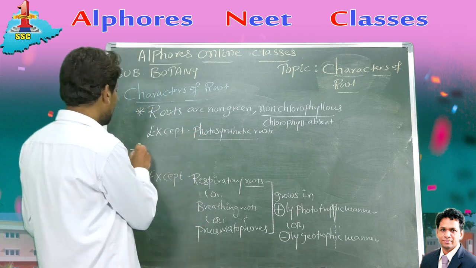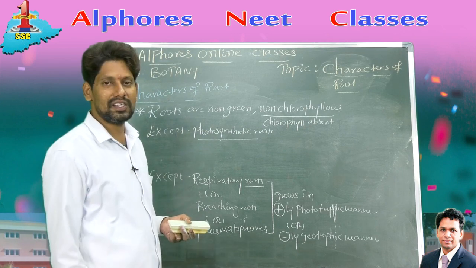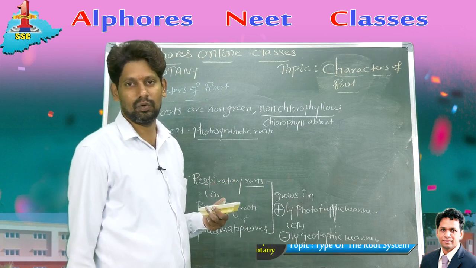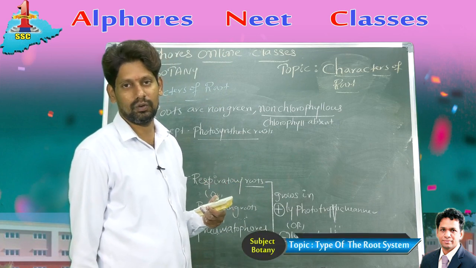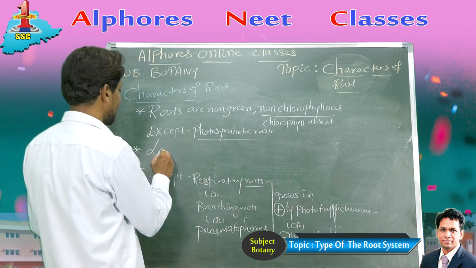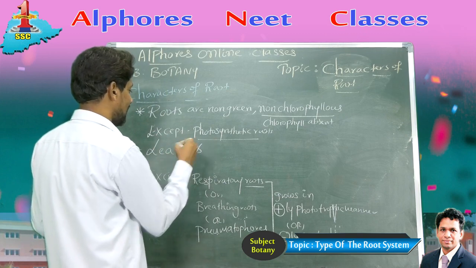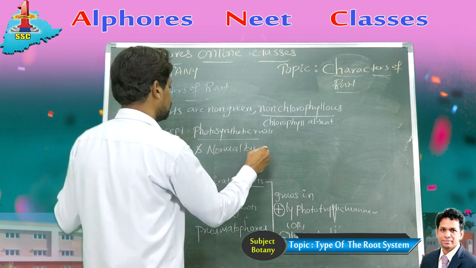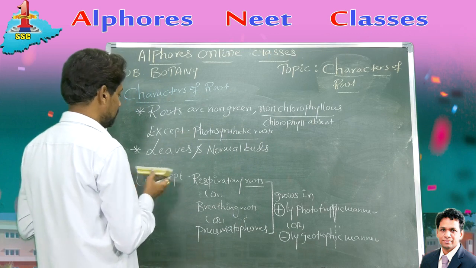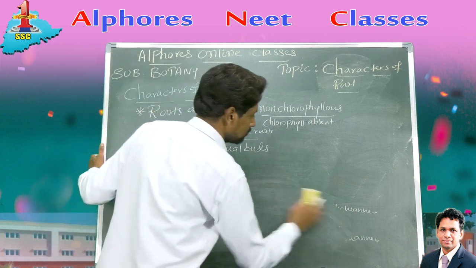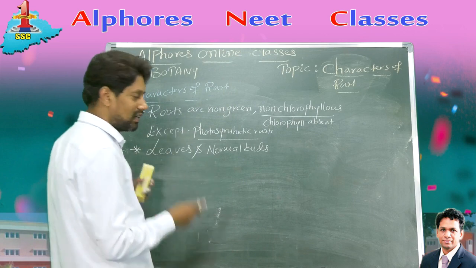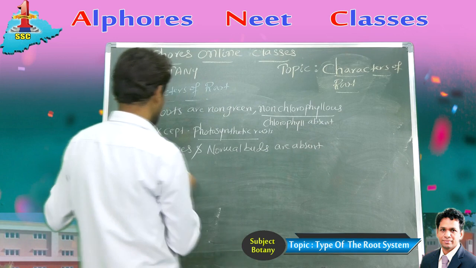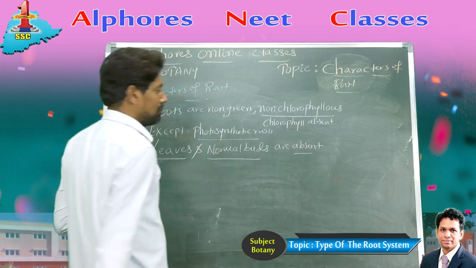Now, sir, are leaves present on the root? Can you see a leaf on the root? No, it means leaves are absent on the root. Normal buds are absent on the root. Therefore, leaves and normal buds are absent.